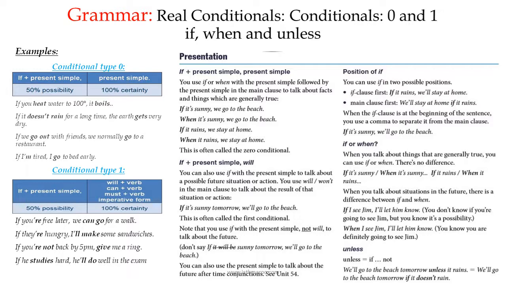When the if clause is at the beginning of the sentence, you use a comma to separate it from the main clause. If it's sunny, we will go to the beach. So this is what I said.